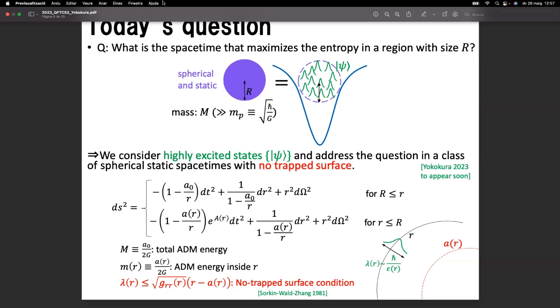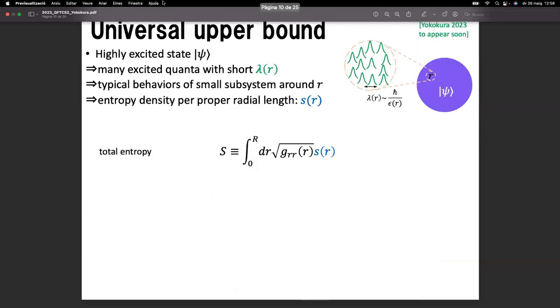Here, this red one is a key, and it gives the no-trapped-surface condition. Intuitively, this means our position r must be outside the position of the would-be trapped surface, at least by our typical wavelength around r. Otherwise, you cannot describe this configuration in a semi-classical way, or as an excitation of semi-classical degrees of freedom. Please be careful: this is quantum mechanical, not just a classical geometry in some sense.